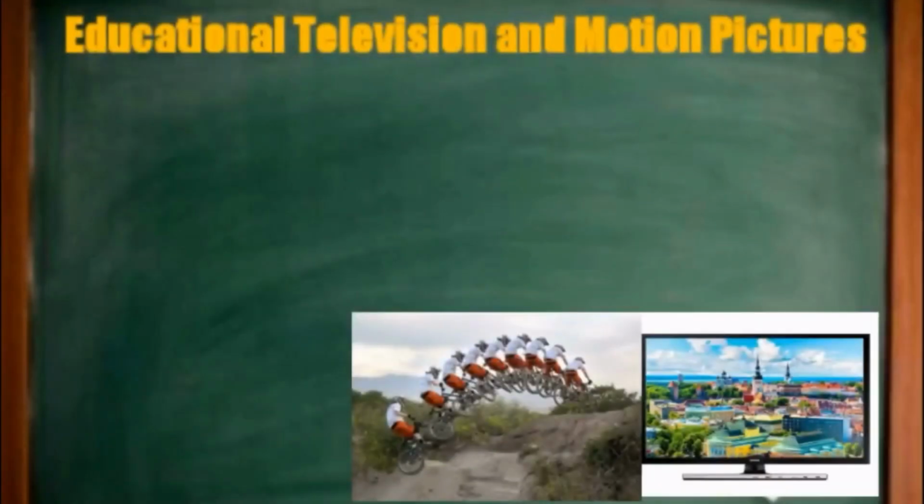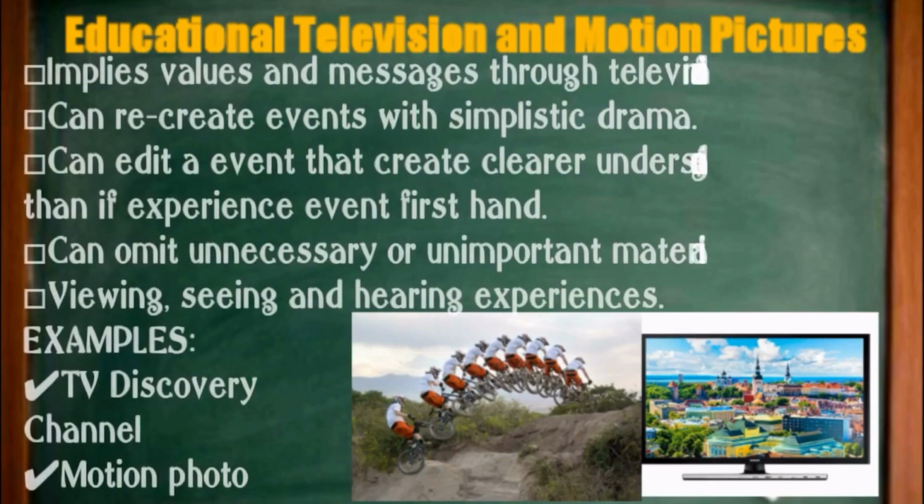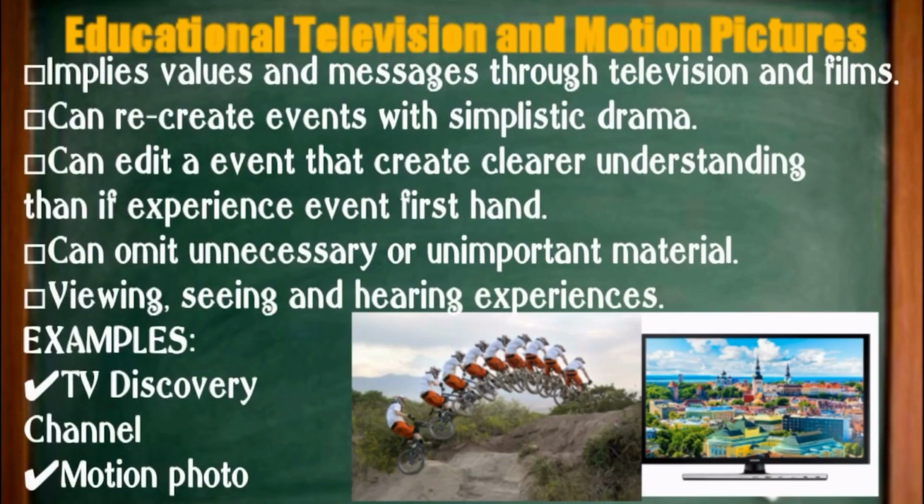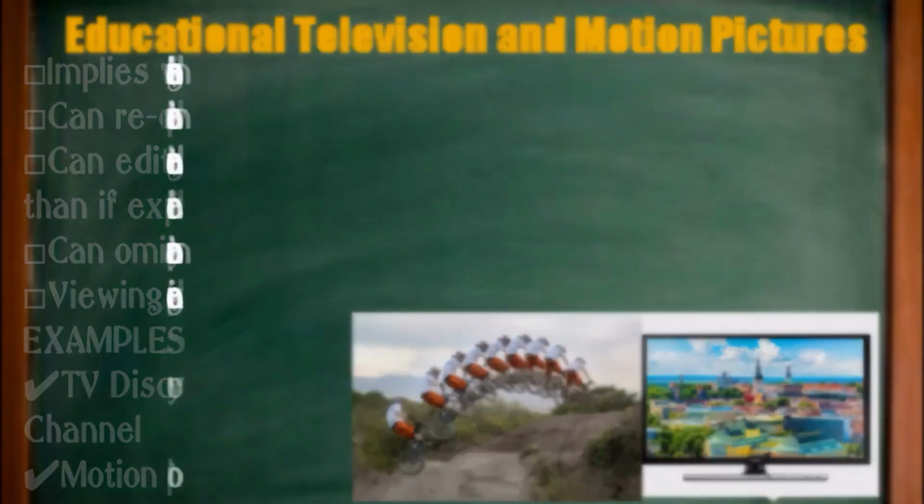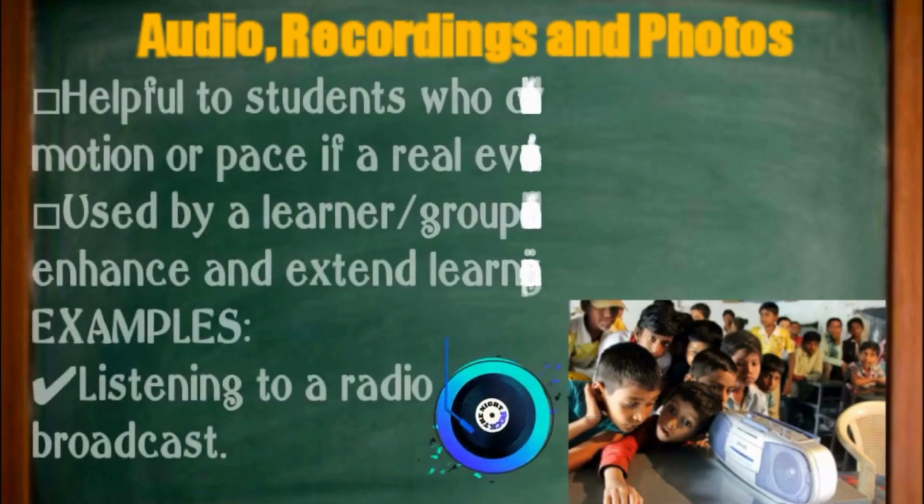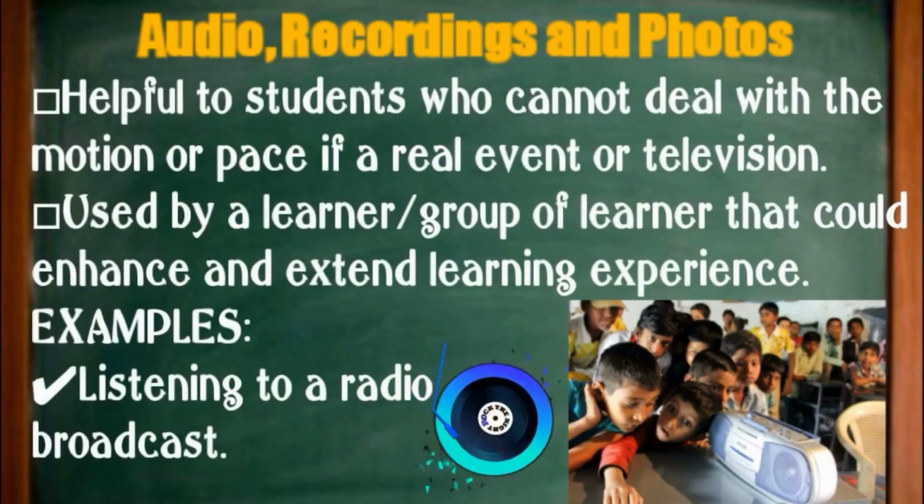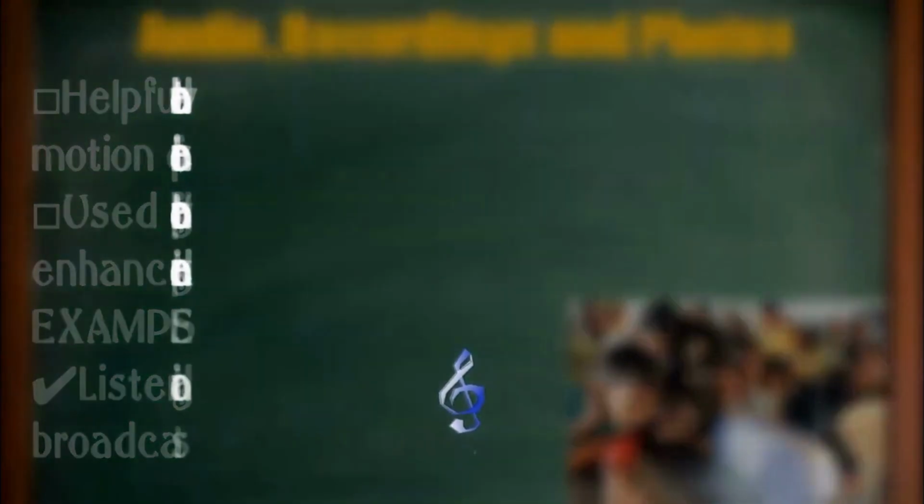The next level would be the level of educational television and motion pictures. This implies values and messages through television and films. The learners can recreate events with simplistic drama and can edit an event that creates a clearer understanding than if they experienced the event firsthand. The next level is the audio recordings and photos. This implies that still pictures, recordings, and radio are visual and auditory devices that can be used by a learner or group of learners that could enhance and extend learning experiences.